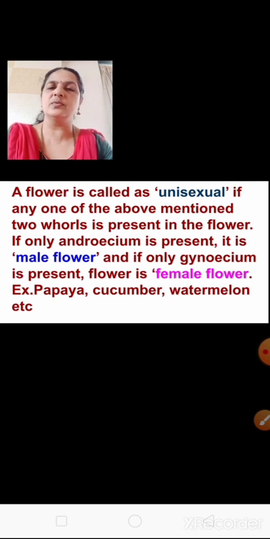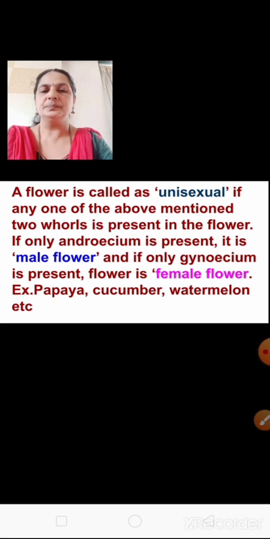Okay, coming to the next. So we saw about bisexual. That means both the androecium and gynoecium are present in the same flower. Unisexual means either androecium will be present in the flower or gynoecium will be present. If only androecium is present, it is called a male flower. If only gynoecium is present in the flower, it is called the female flower. Examples of bisexual flowers are rose, hibiscus, all are bisexual. Examples of unisexual flowers are papaya, cucumber, watermelon, all these are unisexual flowers.